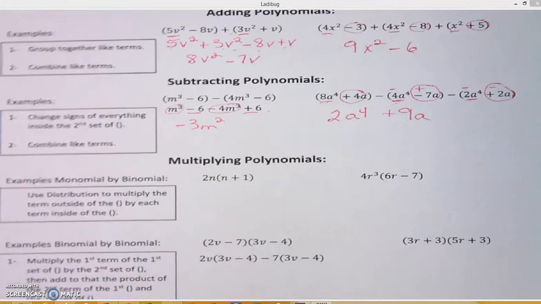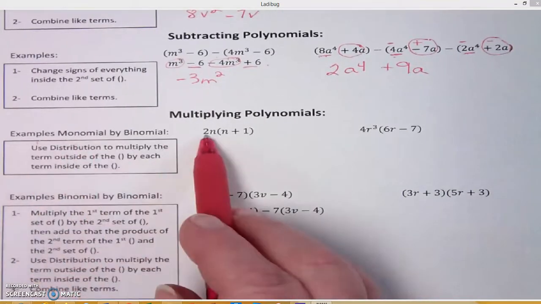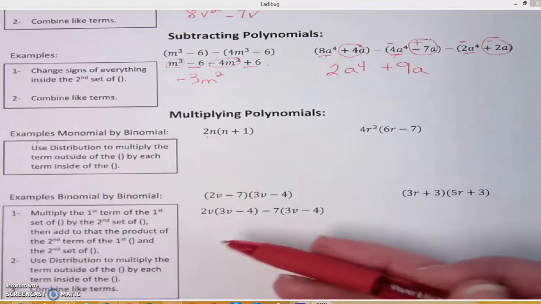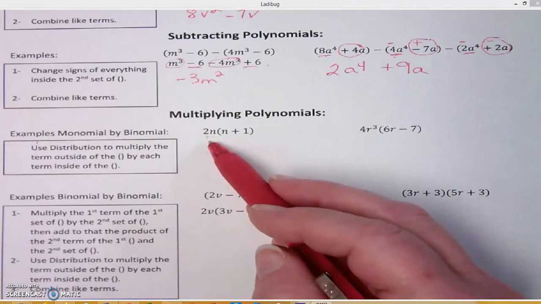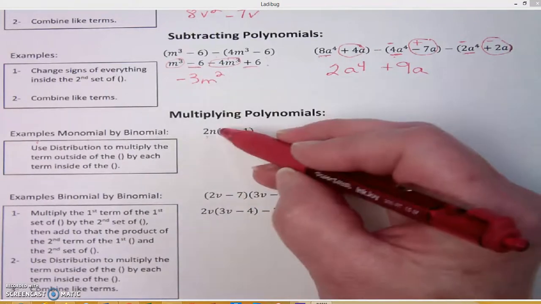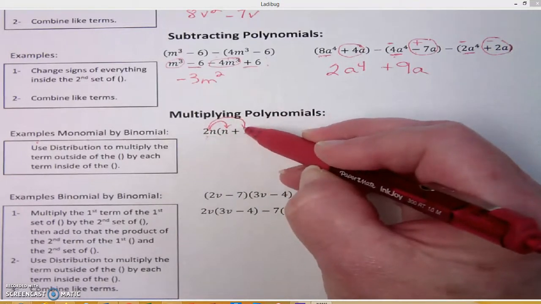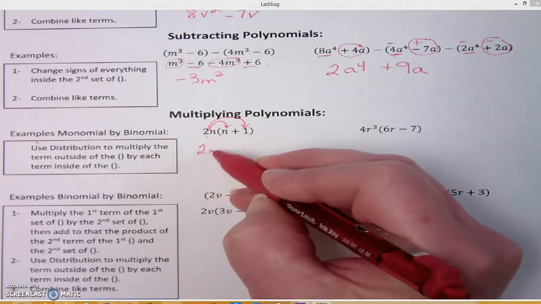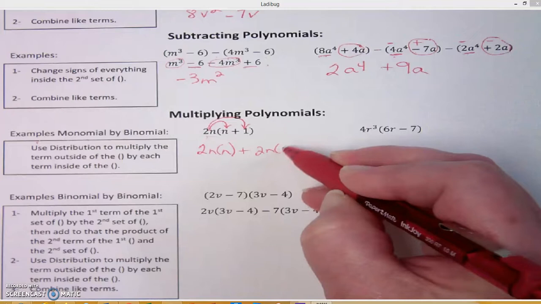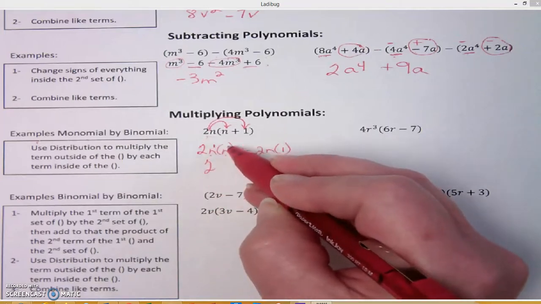So multiplying polynomials. An example of a monomial, 1 term, by a binomial, 2 terms. We're going to use distribution to multiply the outside term by each of the terms inside the parentheses. So we're going to multiply 2n times n, and then 2n times a positive 1. You could write it like this, 2n times n, if that helps you, plus 2n times 1.